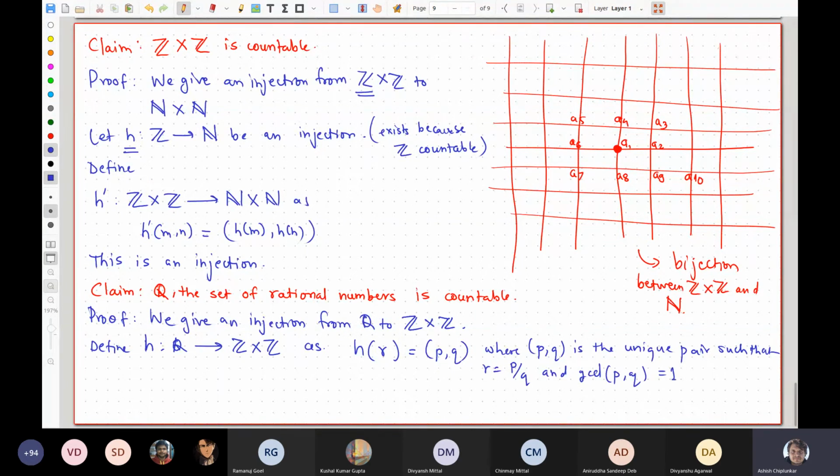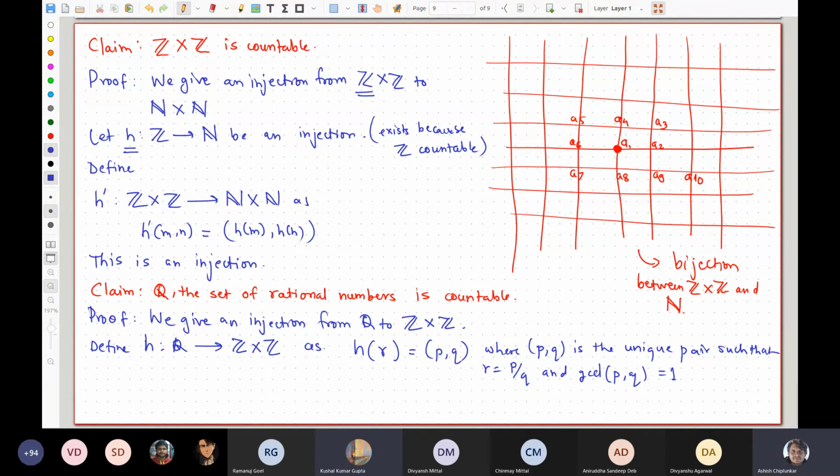Is this enough, or do you need to add something else to this? Is (P, Q) the unique pair? Is there always a unique pair for a given rational number? Is there a unique pair (P, Q) such that R is P over Q and GCD of P and Q is 1? I claim that there is a slight inaccuracy over here. Yes, sir. 2 by 3 can also be written as minus 2 upon minus 3. Are you seeing that? So how should we fix this?